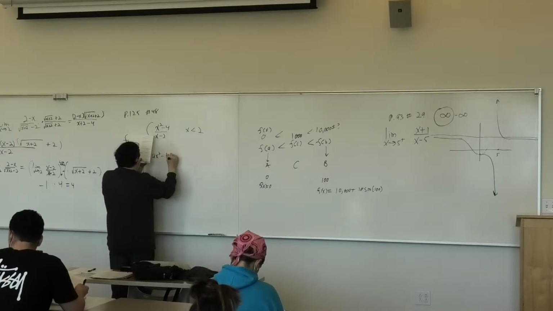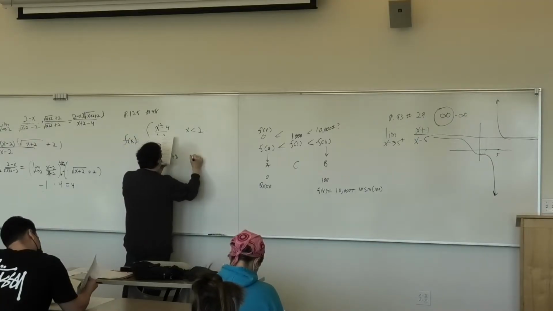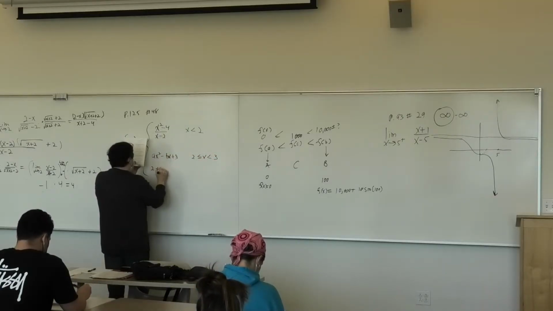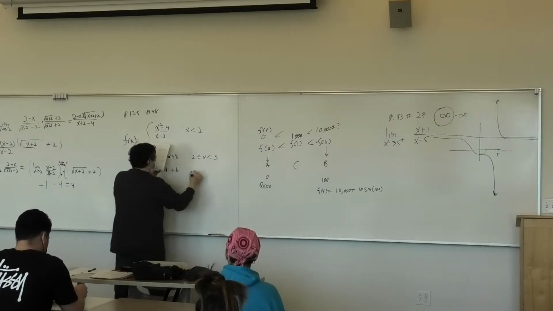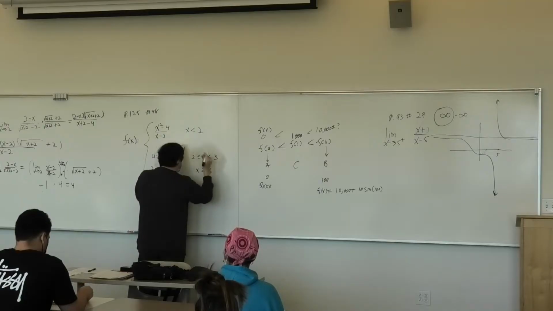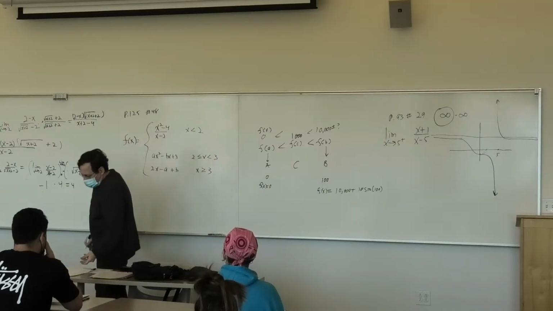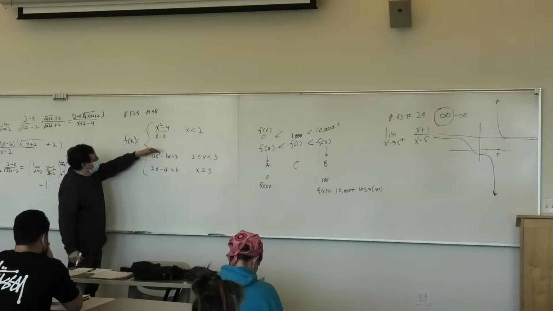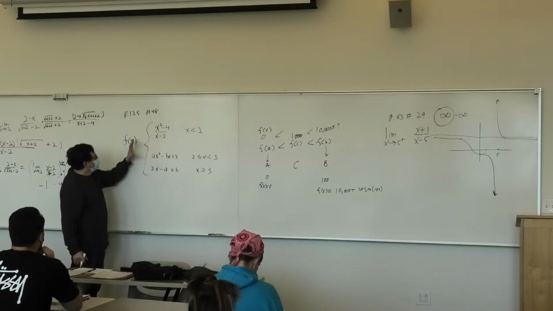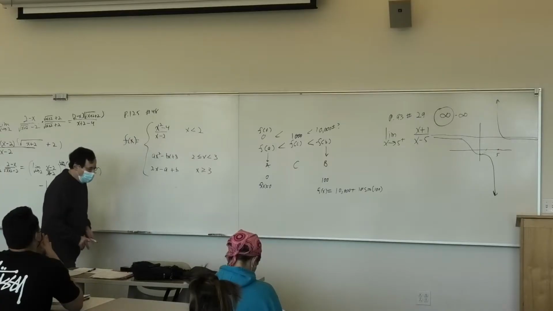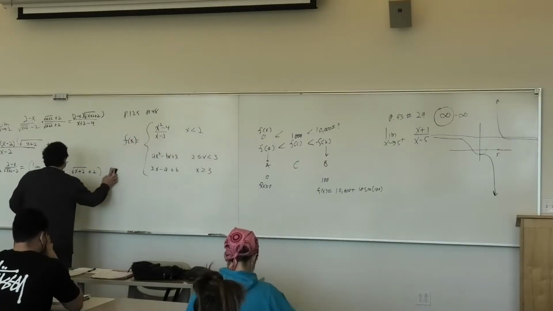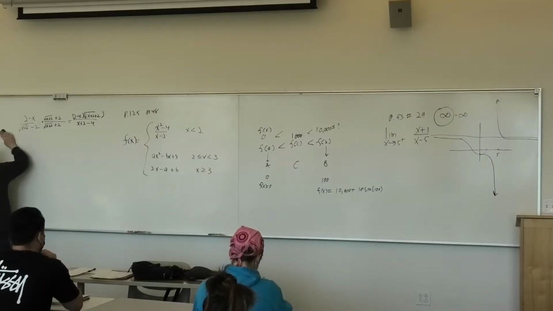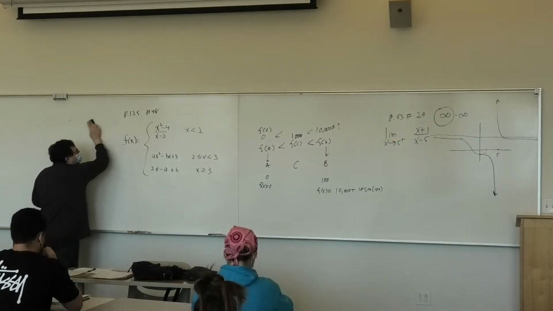X squared minus bx plus 3 for x less than 3, and 2x minus a plus b for x greater than or equal to 3. Okay, so our job is to set this up so A and B are such that this is a continuous function. If we were to choose A and B randomly, presumably we would not get that.